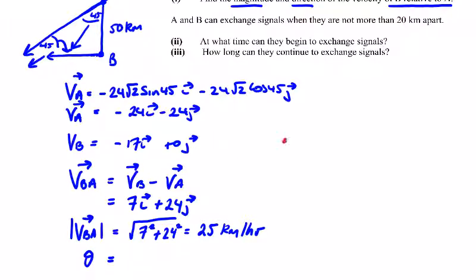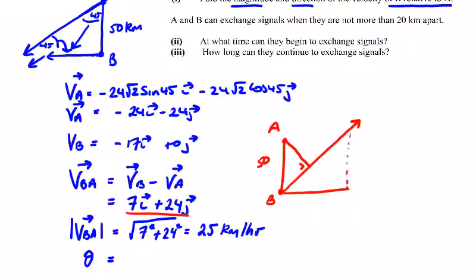I'll just do a little sketch here. A, B. You can see the velocity is positive, and it's B relative to A, so we're going to leave B positive up in that direction. A, B. They were 50 apart. The shortest distance is going to be this one, along here, and the direction that it's going is with a 7 in the i direction and a 24 in the j direction.